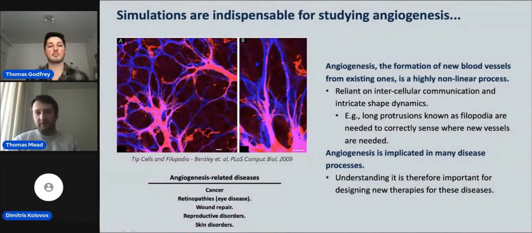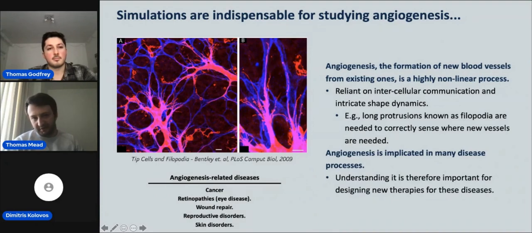As was mentioned in the introduction, I am also attached to the Francis Crick Institute, and I'm part of a lab which studies a process known as angiogenesis, which is the formation of new blood vessels from existing ones. And as it turns out, like a lot of processes in biology, it's a very highly non-linear process with a lot of communication between the cells that make up the blood vessels and intricate shape dynamics that eventually affect the topology of a network as it's sprouting. So one example of these shape dynamics, as you can see, are these really long protrusions known as Filopodia.